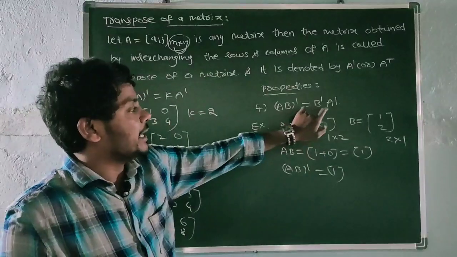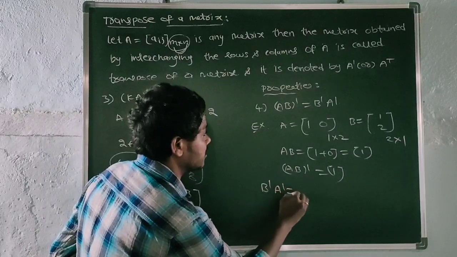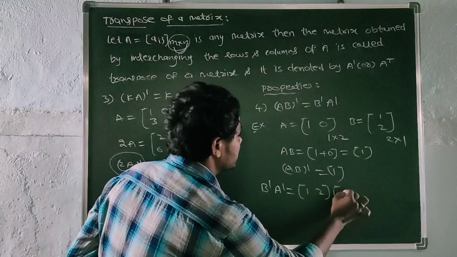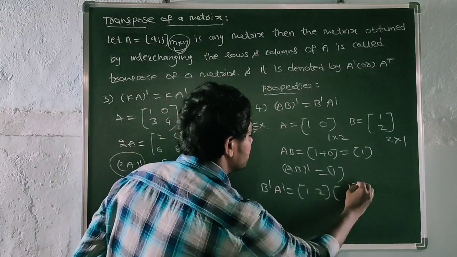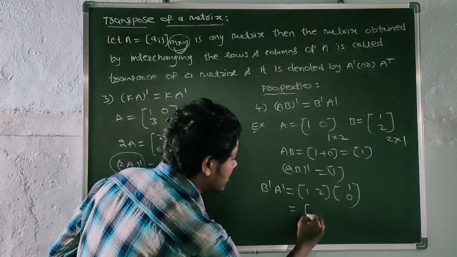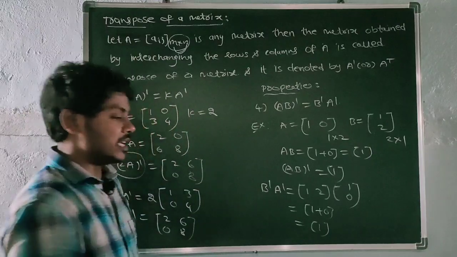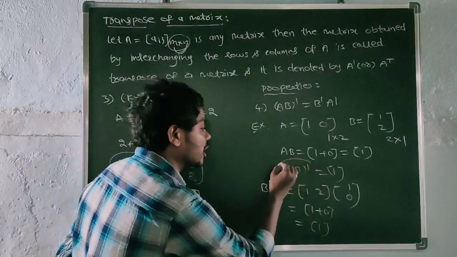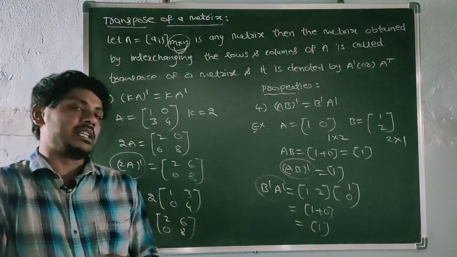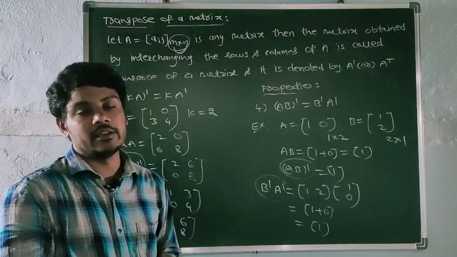Now multiplying B transpose into A transpose. What is B transpose? 1, 2. A transpose is 1, 0. Again multiplying row with the column, 1 plus 0 is 1. Therefore AB whole transpose is B transpose A transpose. So these are the four properties of the transpose of a given matrix.